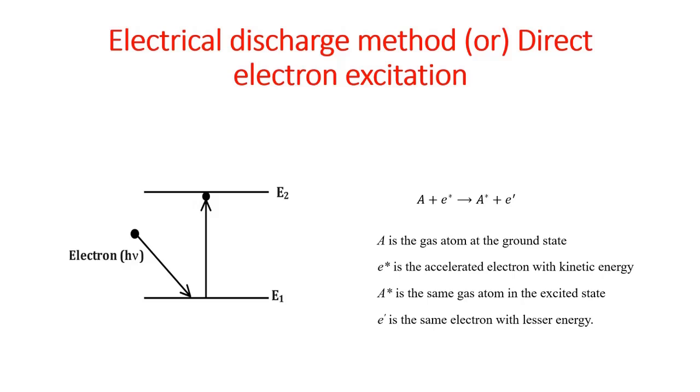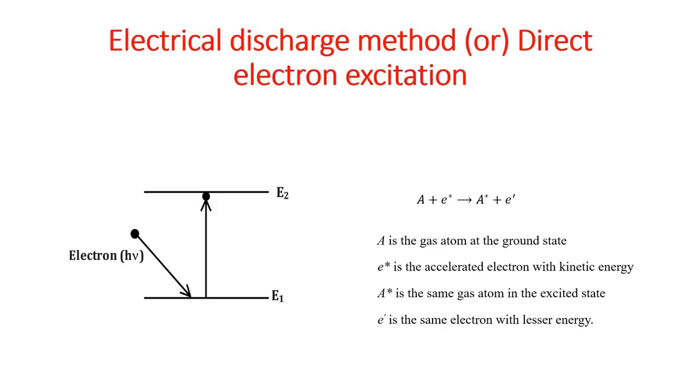The electrical discharge method is a basic principle behind all the gaseous lasers. In this process, electrons produced in an electrical discharge tube are accelerated to higher velocities by a strong electric field. These accelerated electrons collide with the gas atoms or molecules. During this process, energy is transferred from the electrons to the gas atoms or molecules. Hence, a large number of atoms get excited, resulting in population inversion. This process of excitation is called the electrical discharge method.